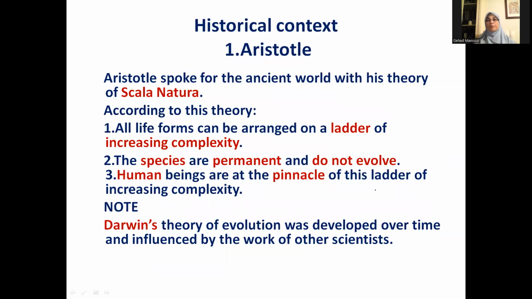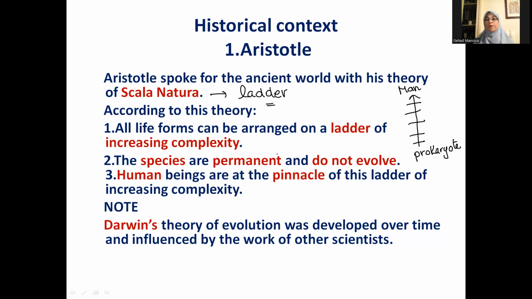And now we're going to talk about the historical context and the efforts of scientists. The first one we're going to talk about is Aristotle. And Aristotle had a theory that is called scala natura. And scala natura means what? Scala means ladder, and natura, of course, refers to nature. And he arranged all life forms on Earth on a certain scale or ladder of increasing complexity. Okay? And human beings, of course, were at the pinnacle or at the top of that ladder of complexity, and prokaryotes were at the bottom of that ladder of complexity.